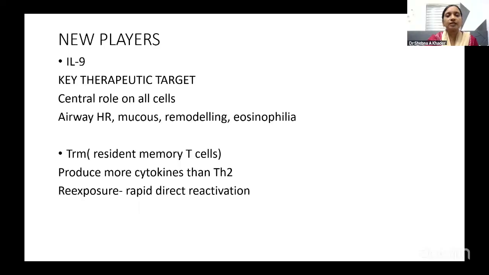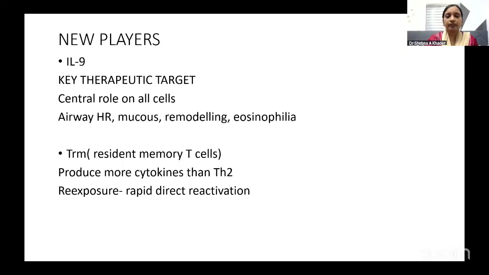And the new players that we don't discuss usually are IL-9, which is a key therapeutic target actually, and research is going on more, because it has a central role on all the cells of inflammation, and it results in airway hyperresponsiveness, mucus production, remodeling, and also eosinophilia. So all these are main features of asthma. And if there is any drug against IL-9, it will be more effective.